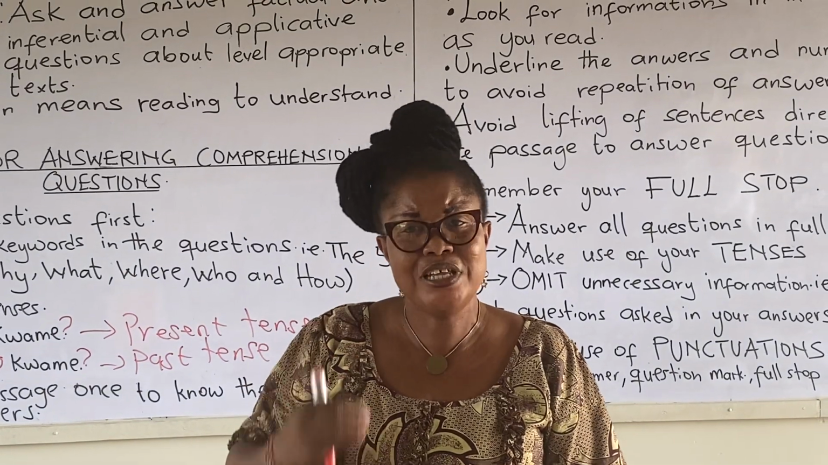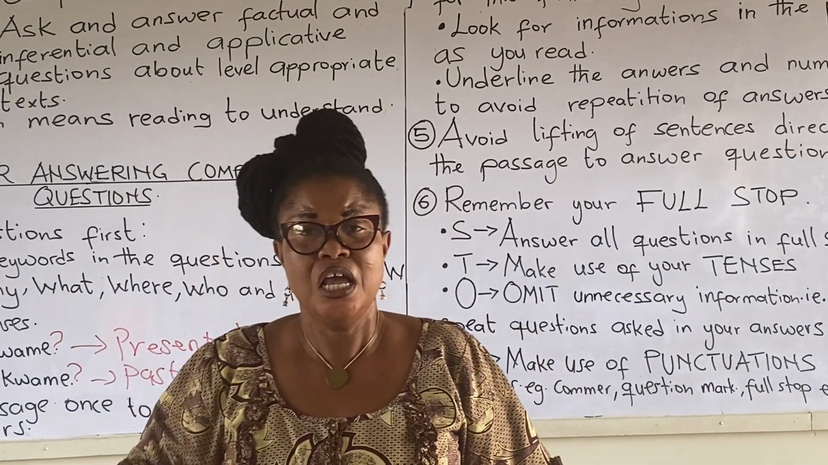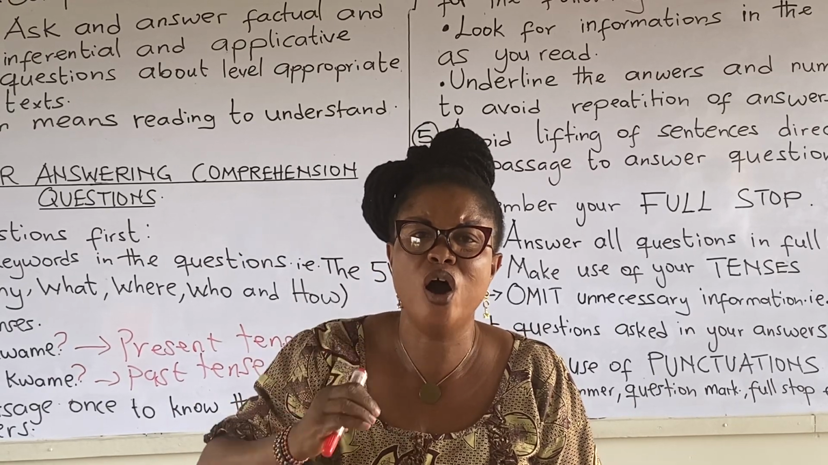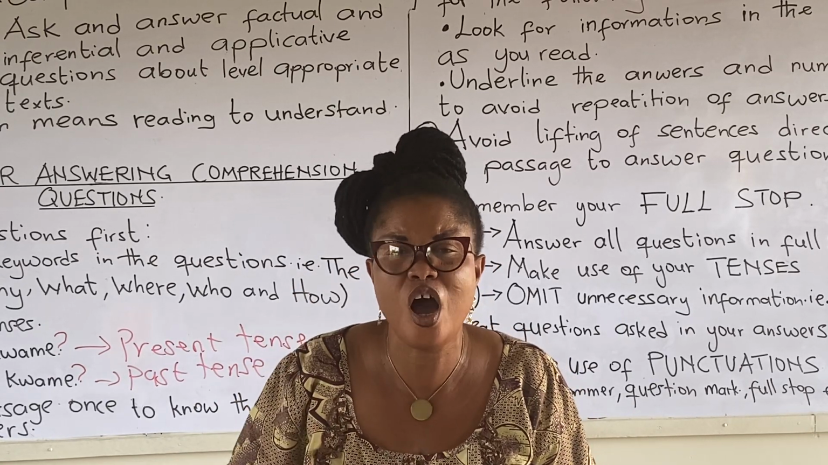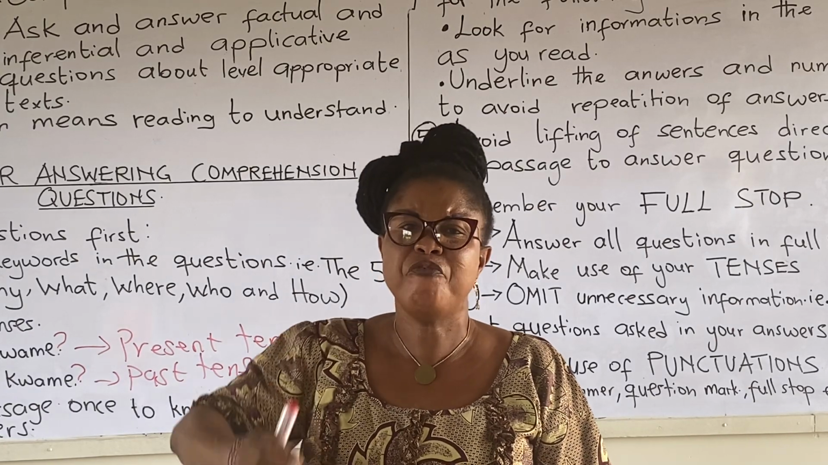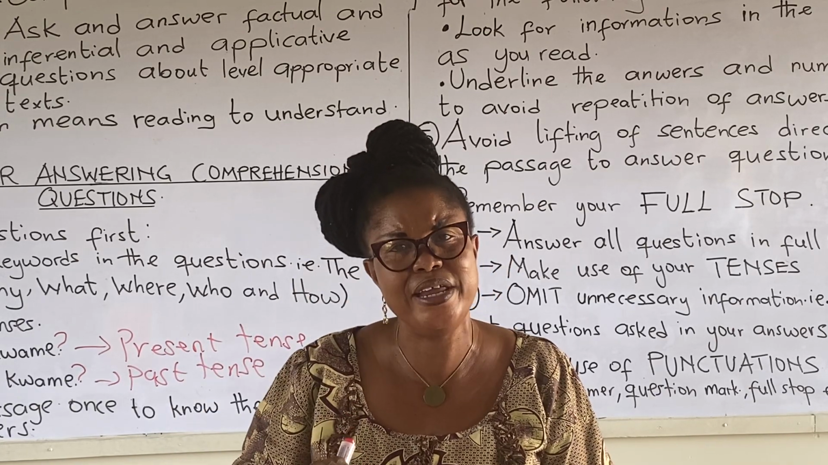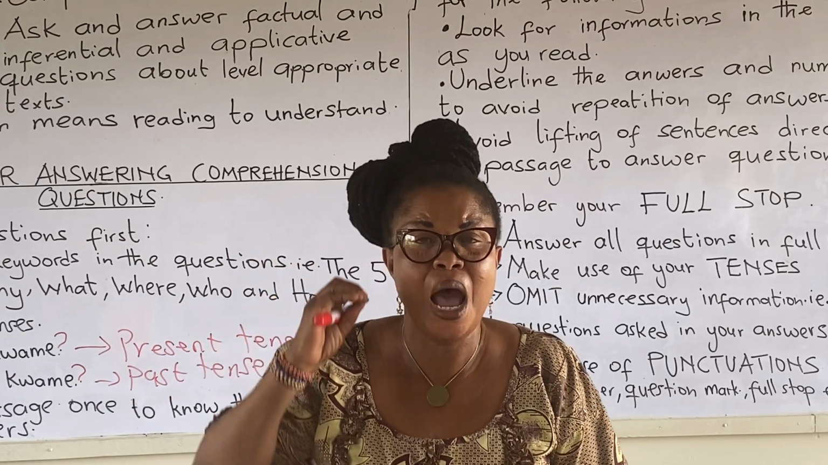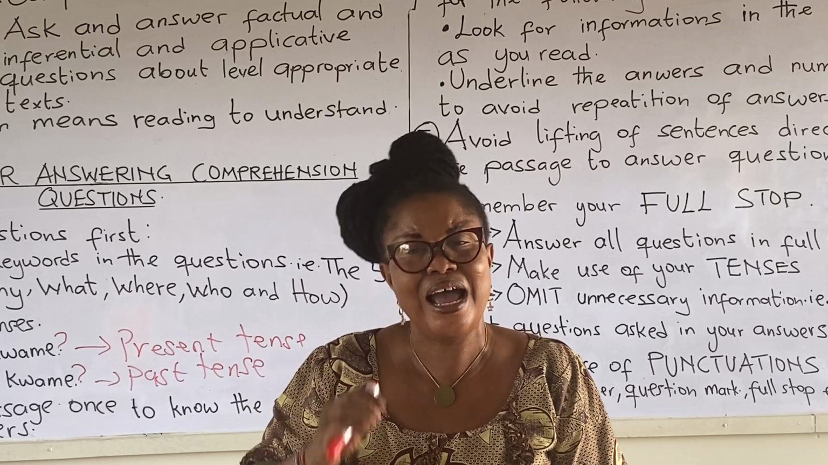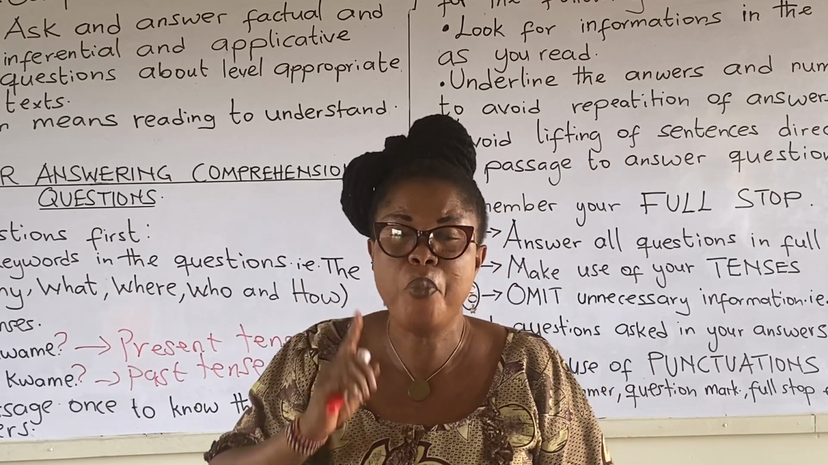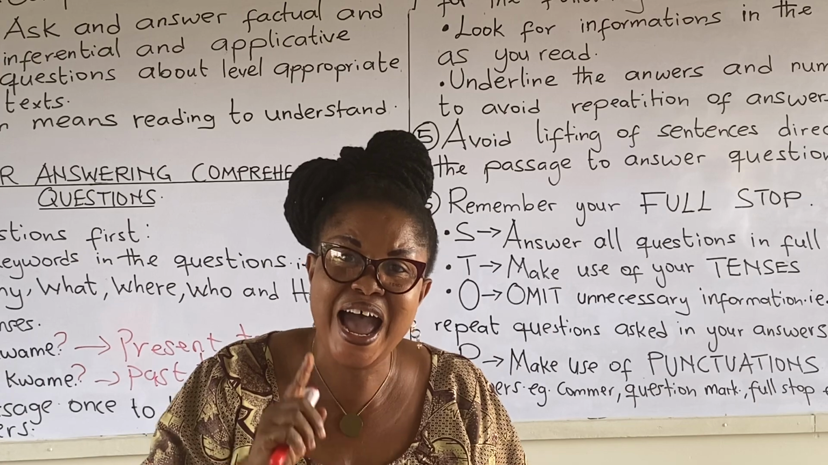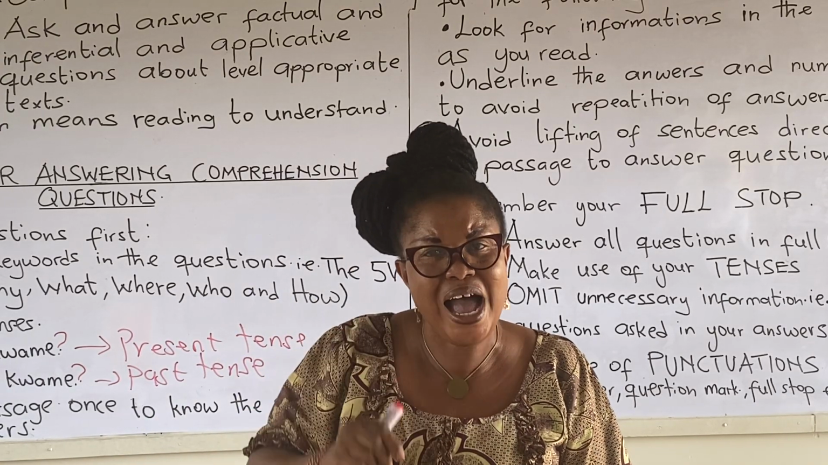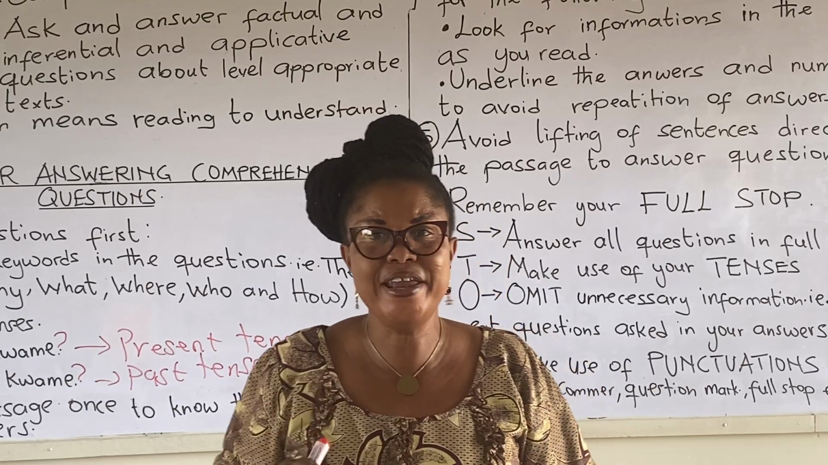Giving an answer to this question, don't answer it in this way: When the boy was riding the bicycle, he saw a policeman. No, you have repeated the question in answering it. So it should be, the boy saw a policeman ahead of him. Instead of repeating the question to answer the question, avoid it.